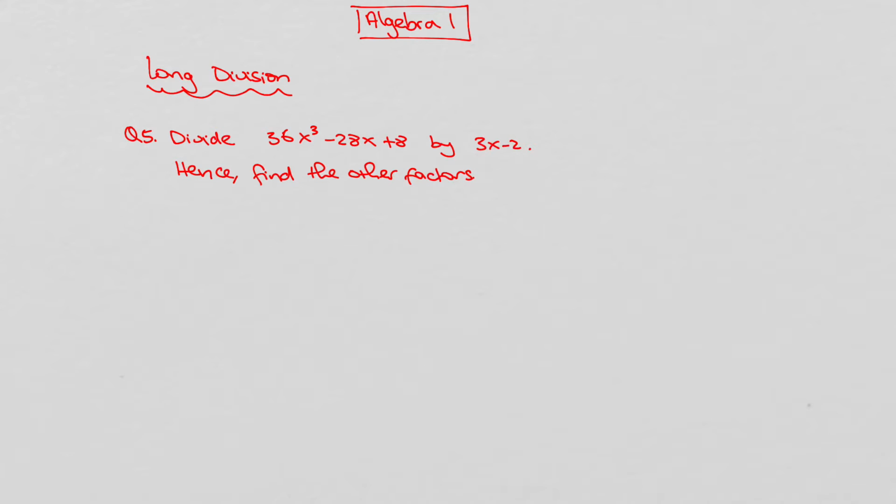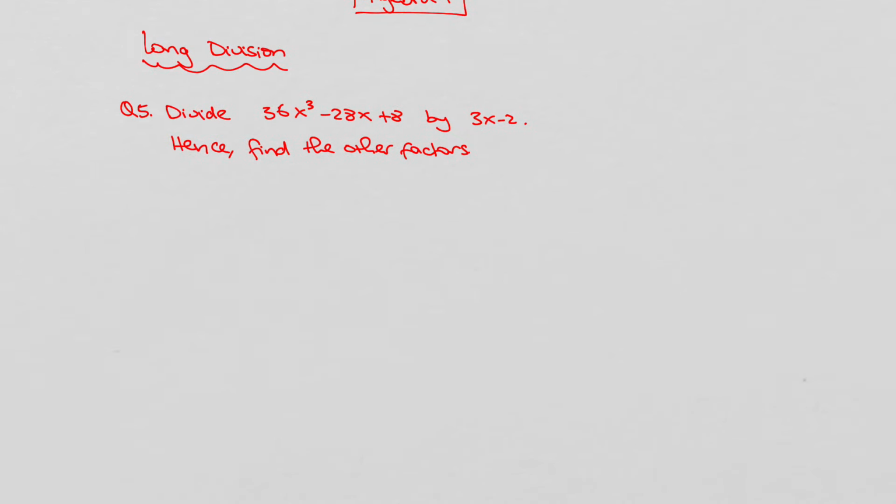Algebra 1, long division. So this is question 5, where we're asked to divide 36x cubed minus 28x plus 8 by 3x minus 2, hence find the other factors. When doing long division, we always check, if we're given a cubic, have we got every single term in the cubic? Here I can see I have an x cubed term, an x term, and a constant. So the only term that's missing is an x squared.